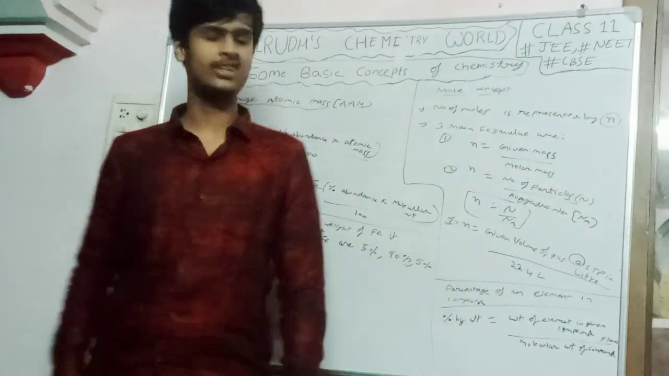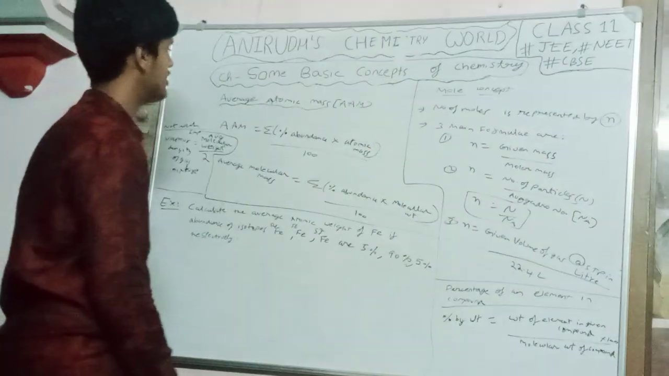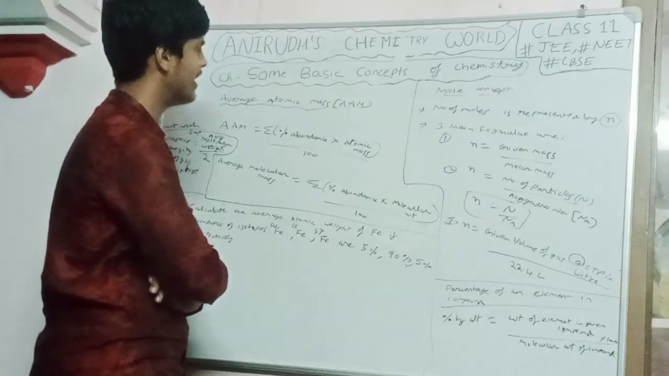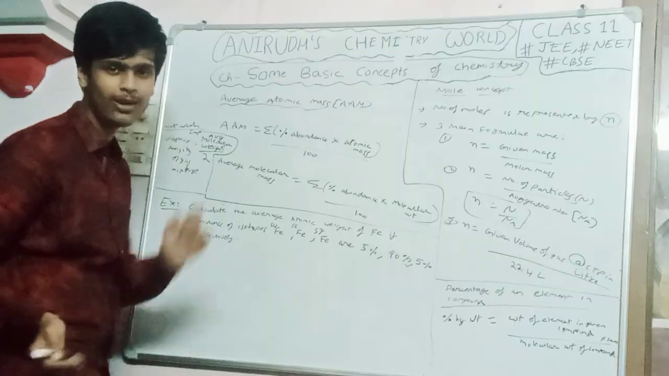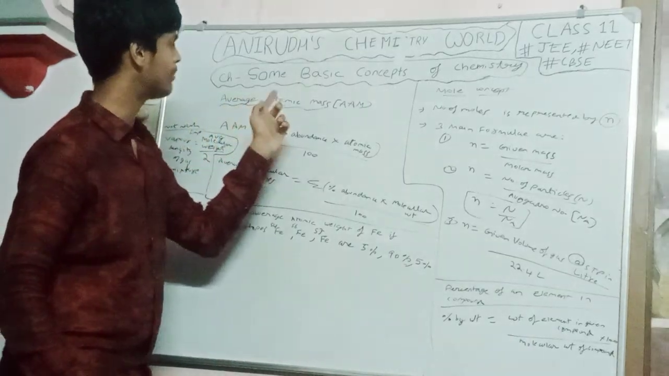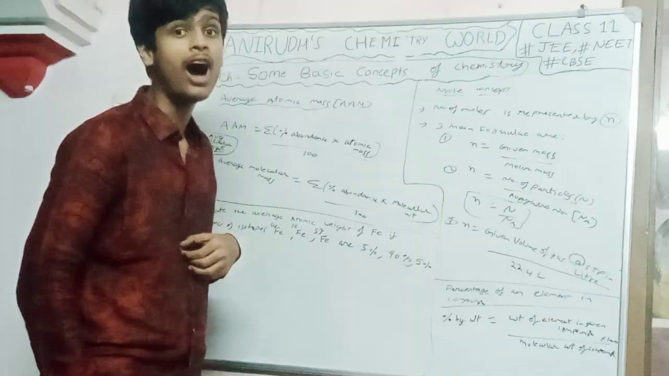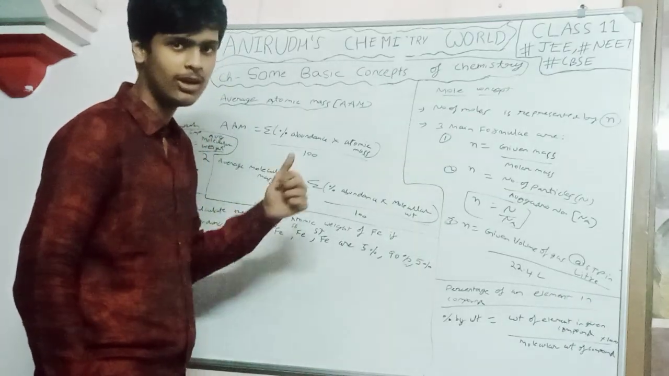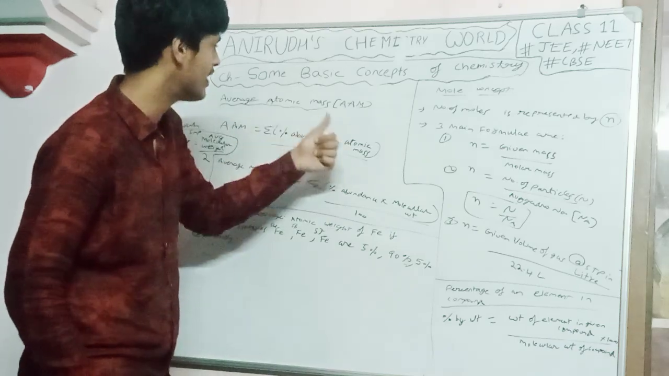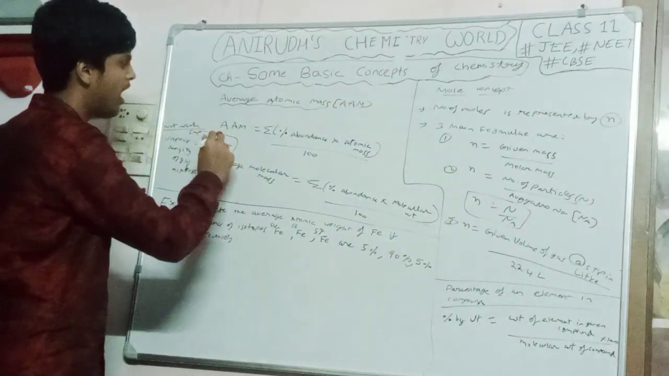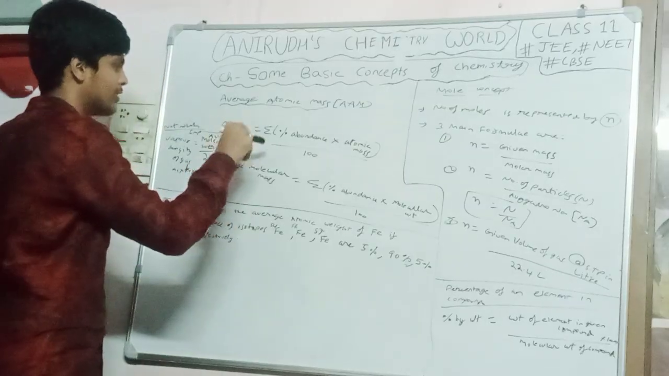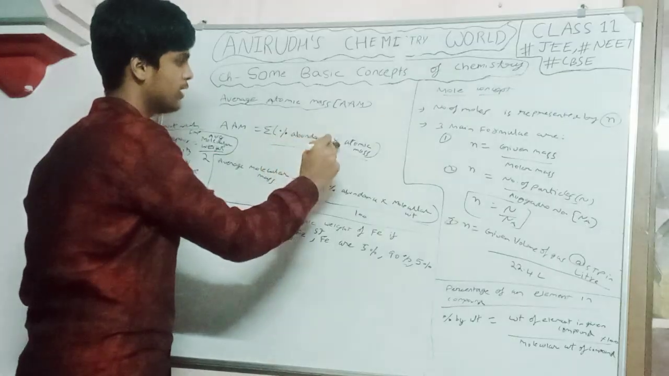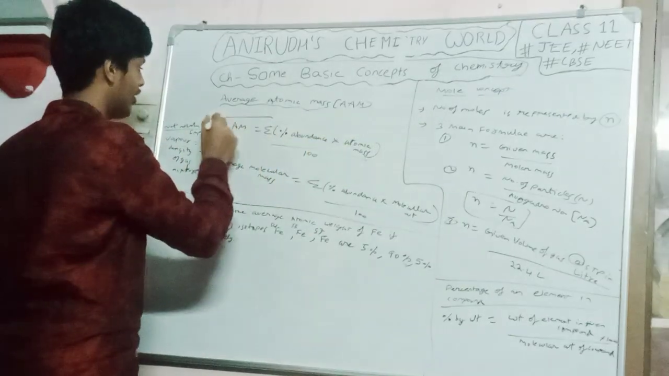Now let us see the average atomic mass. What is this concept? I call this average atomic mass AAM, as it's a very easy shortcut. The average atomic mass is equal to sigma, meaning summation, of percentage abundance into atomic mass per 100. It's a very important formula.